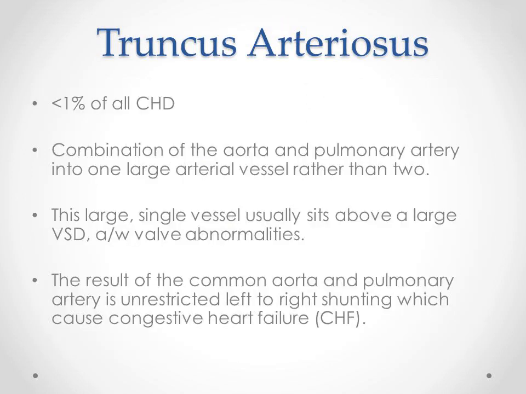Truncus arteriosus, less than 1% of all CHD. Combination of the aorta and pulmonary artery into one large arterial vessel rather than 2. This large, single vessel usually sits above a large VSD, AV valve abnormalities. The result of the common aorta and pulmonary artery is unrestricted left-to-right shunting, which causes congestive heart failure, CHF.